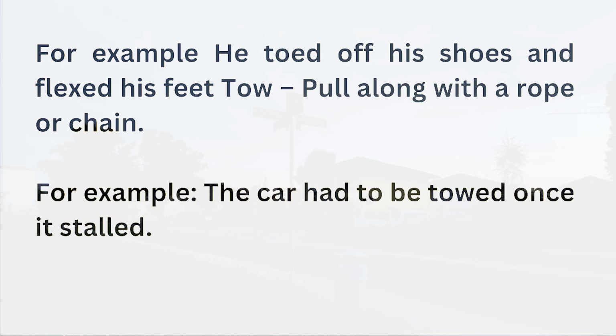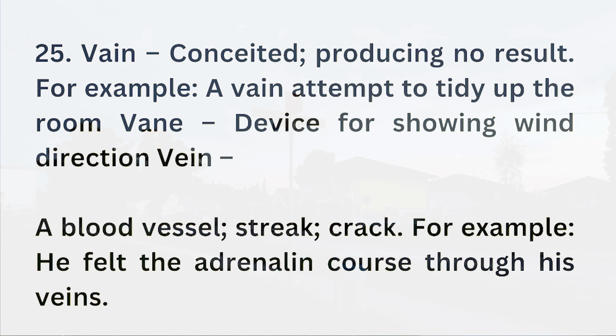For example, the car had to be towed once it stalled. 25. Vain: conceited, producing no result. For example, a vain attempt to tidy up the room. Vane: device for showing wind direction. Vein: a blood vessel, streak, crack. For example, he felt the adrenaline course through his veins.